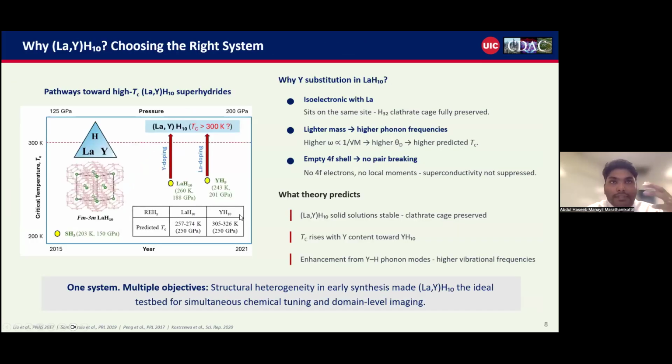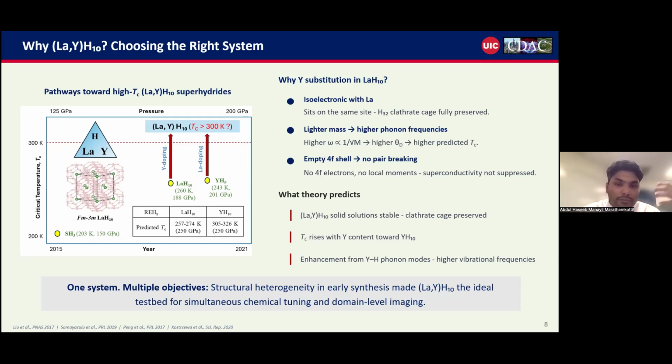So we established the problem: phase heterogeneity obscures the physics, and no hydrogen study had directly linked structural domains to the superconducting transitions. So the question is, which system do you use to solve it? The choice has to be deliberate. You need a system where the chemistry is well motivated, the theory makes a clear prediction, and the experimental conditions are favorable for the imaging methodology.